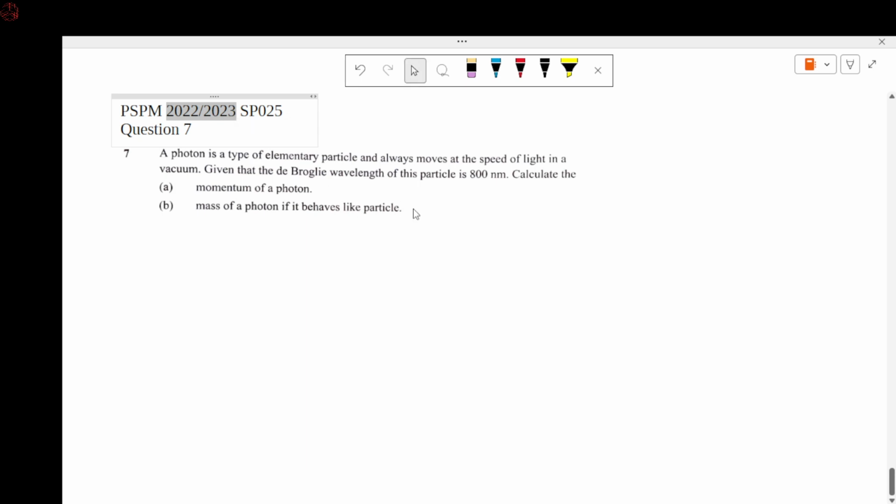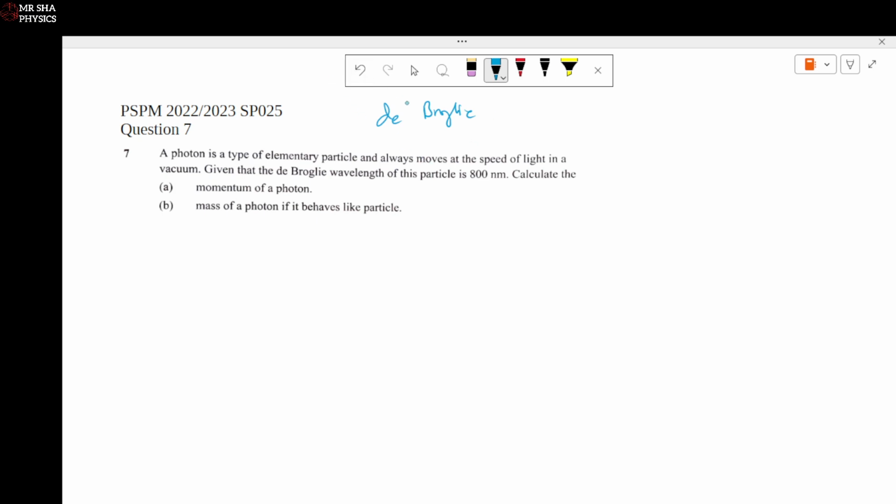We are looking at question 7 from the SP025 2022 and 2023 paper for the Malaysian matriculation certificate. So let's look at the question. This is going to be on de Broglie wavelength. Let's just write down there. This is on de Broglie, just to remind ourselves.